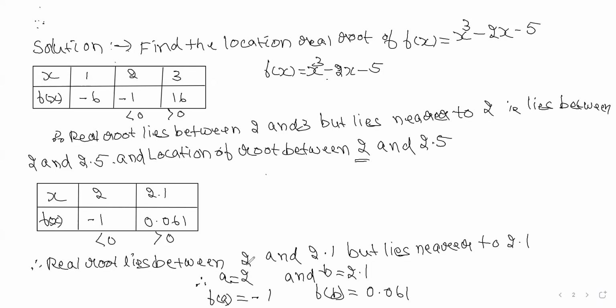Now, look here, my dear students. The first value, this is the A value in the Regula Falsi method, and f of A is minus 1. And B is 2.1, the B value, and f of B is 0.061. Okay. Now, next.